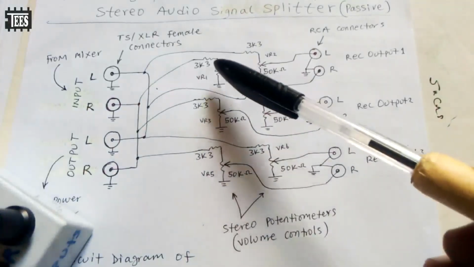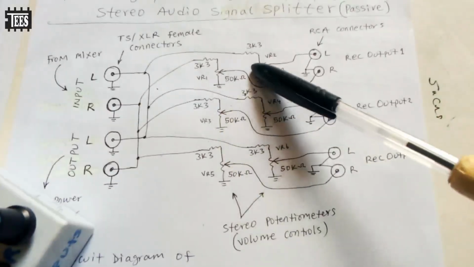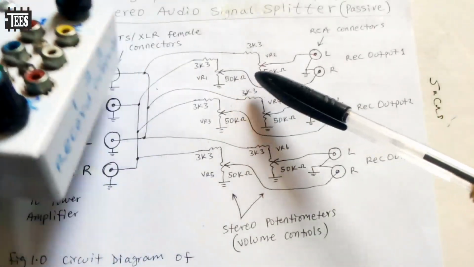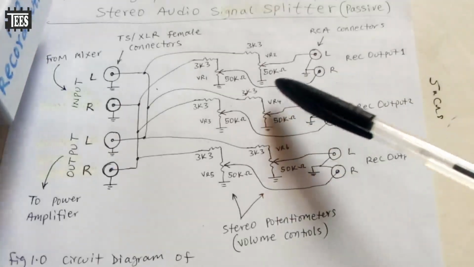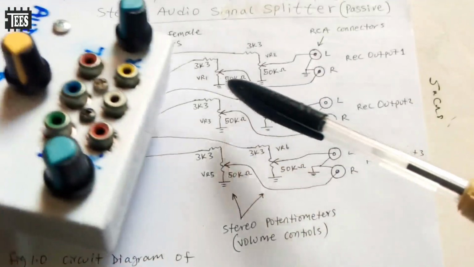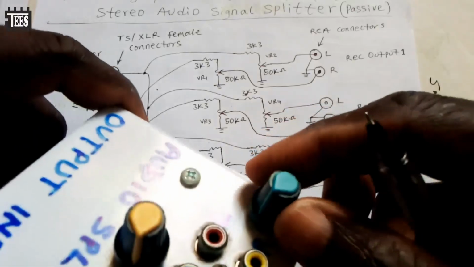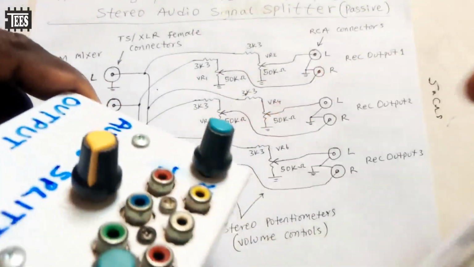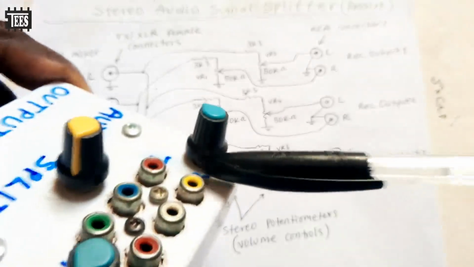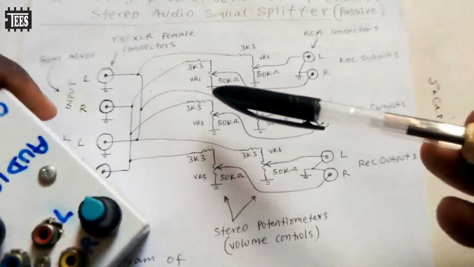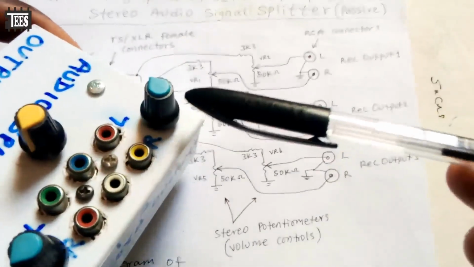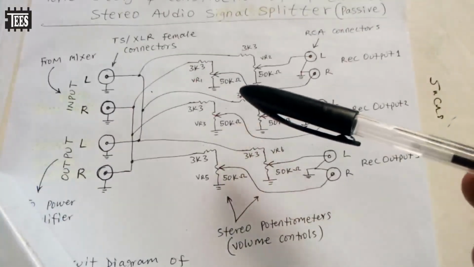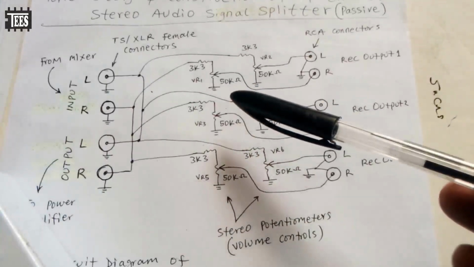Then what are these? These are potentiometers. They are stereo, meaning they are two. When we talk about stereo, they're talking about the right and left signal. They are independent signals, so you are controlling them at once. So if you want to construct something like this, your potentiometers have to be stereo. I use 50K, 50 kilo ohms potentiometers. You understand? I use 50 kilo ohms potentiometers.